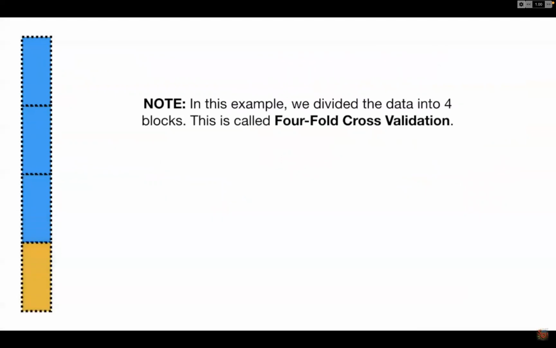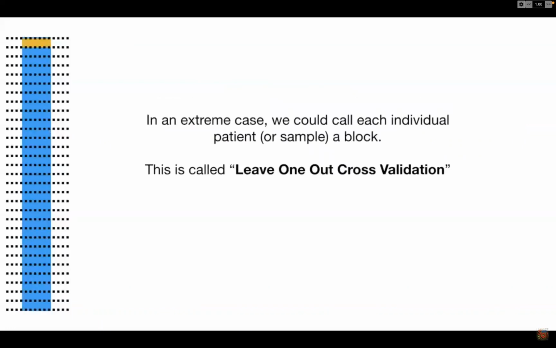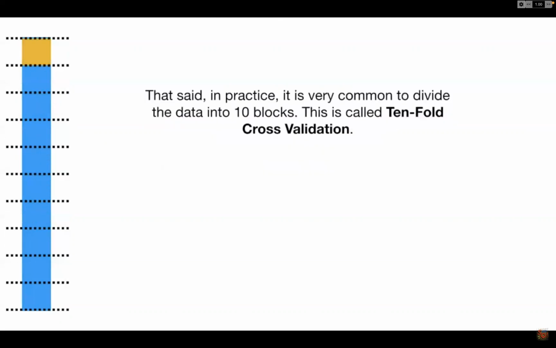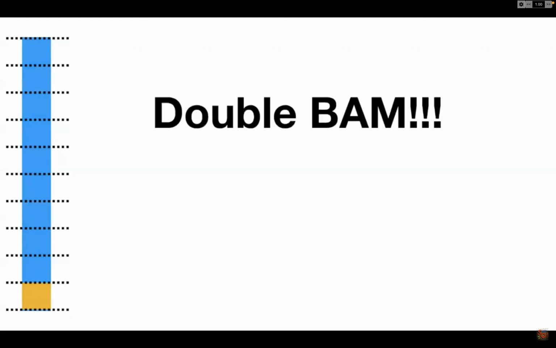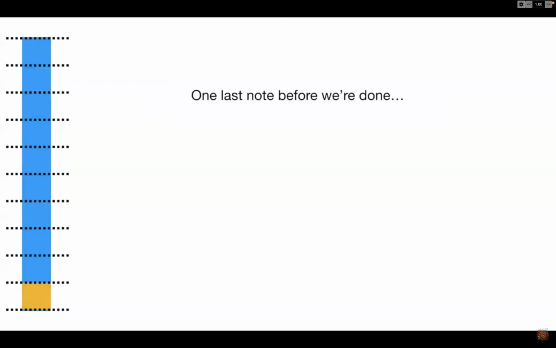Note, in this example, we divided the data into 4 blocks. This is called 4-fold cross-validation. However, the number of blocks is arbitrary. In an extreme case, we could call each individual patient or sample a block. This is called leave one out cross-validation. Each sample is tested individually. That said, in practice, it is very common to divide the data into 10 blocks. This is called 10-fold cross-validation. Double bam!